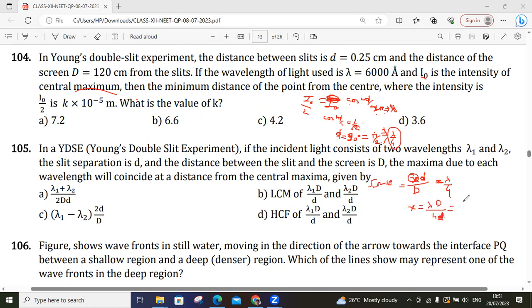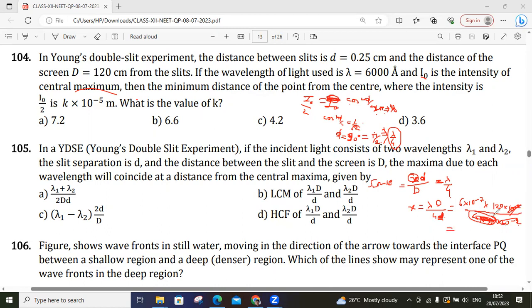So x is equal to lambda D by d. Lambda is given, I think, 6000 angstrom, 6 into 10 power minus 7, into capital D is 120 centimeter, that is 120 into 10 power minus 2, by 4 into small d is 0.25 centimeter, that is 25 into 10 power minus 4. And 25 by 4 is 100. 10 power minus 2 I will keep here then. Right? 10 power minus 2, 10 power minus 2 cancel.